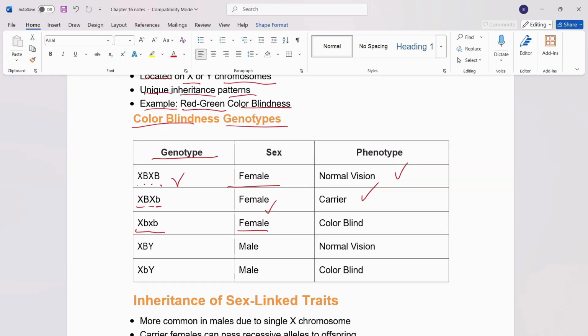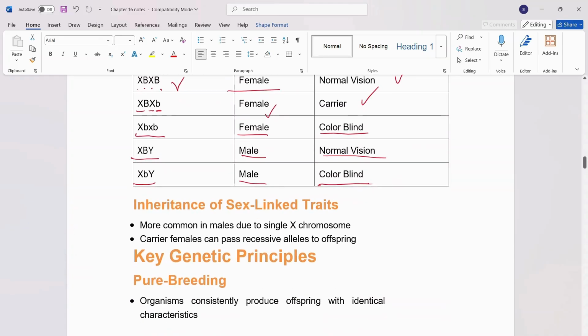Now here also female, but with a genetic condition such as color blindness, which is transmitted from parent to offspring. Similarly, another genotype, capital X capital B, capital Y, is male with normal vision. Capital X small b and capital Y is again male but with a genetically linked problem such as color blindness. Now, inheritance of sex-linked traits is more common in males due to their single X chromosome.